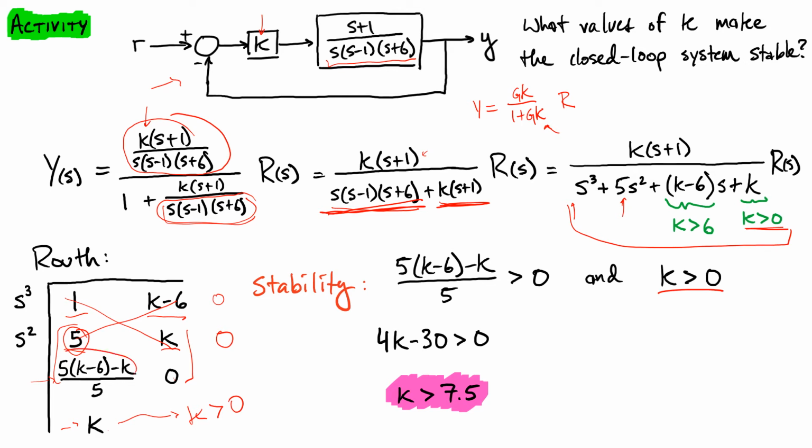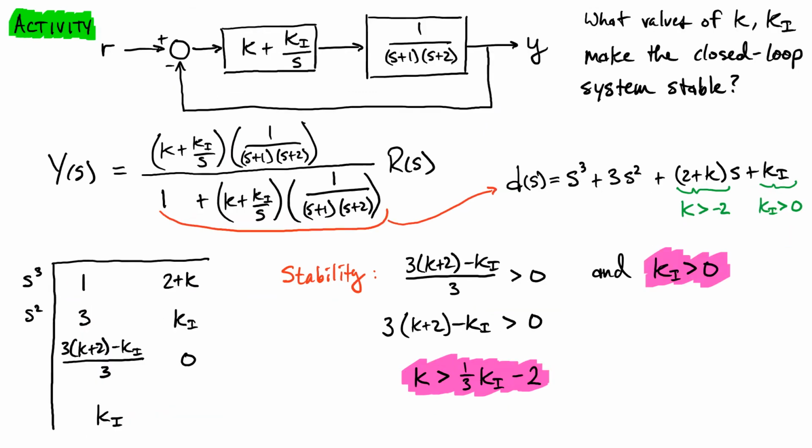And then we also know that this whole term has to be greater than 0. And that gives us this term. And when we combine terms and separate that out, that tells us that K has to be greater than 7.5. And since K greater than 7.5 is more restrictive than K greater than 0, this is our complete specification for how we can choose K in order to guarantee closed loop stability.